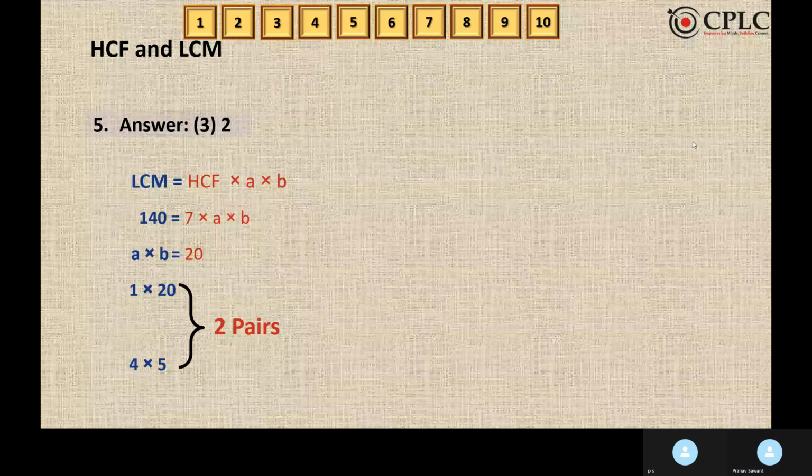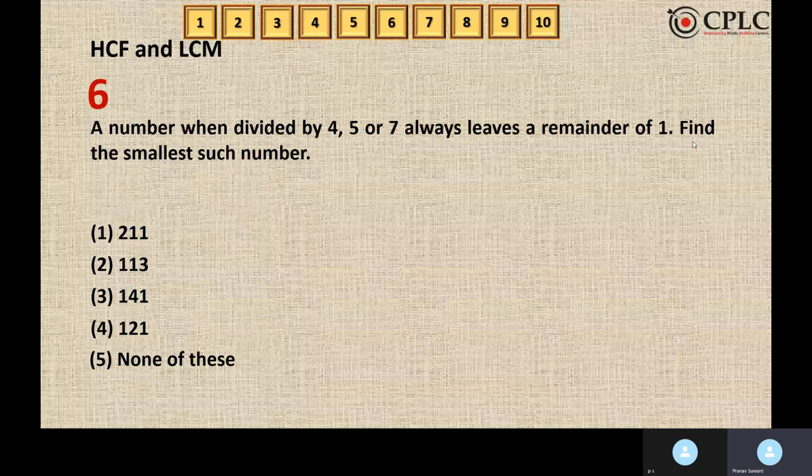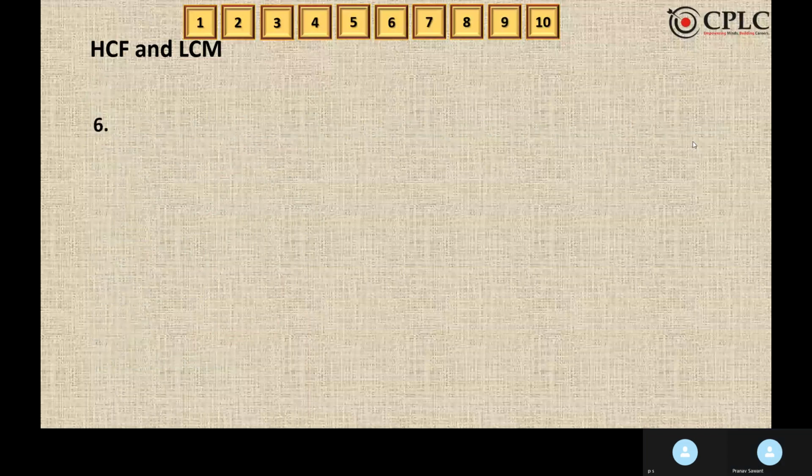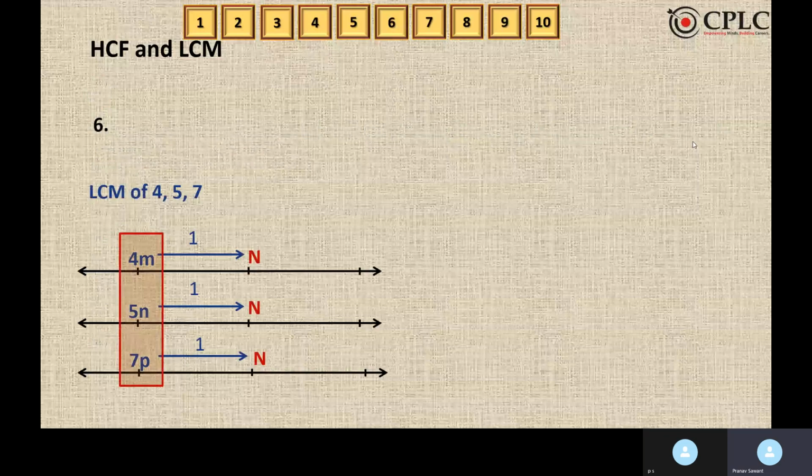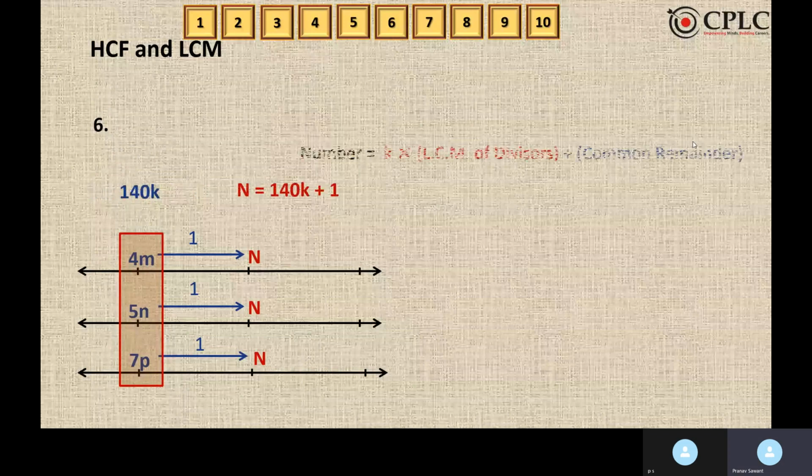Moving to the next question. A number when divided by 4, 5 or 7 always leaves a remainder of 1. Find the smallest such numbers. Now, there's a formula that we can apply when we come across such type of questions. So first, we'll simply use the formula, that is number is equal to k, which is quotient. Quotient can be assumed as any variable, into LCM of divisors plus common remainder. So LCM of 4, 5 and 7 is 140. So 140 into k plus 1.